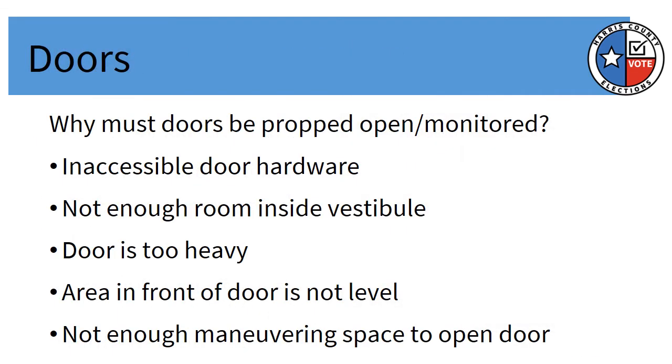Accessible entrances and doors. A variety of items could cause a doorway or entrance to be inaccessible to a person with disabilities, such as inaccessible door hardware. For example, a doorknob. A person may not be able to grip a doorknob if the person has arthritis or multiple sclerosis.